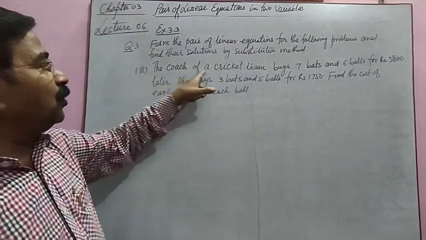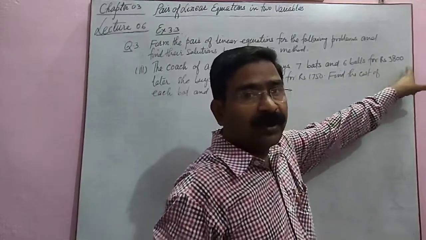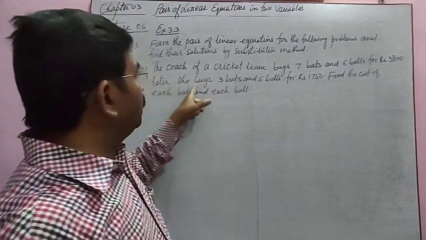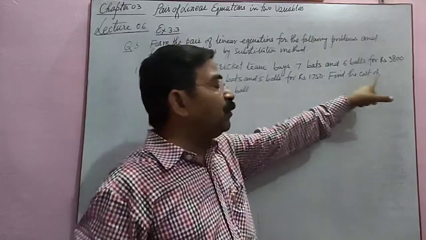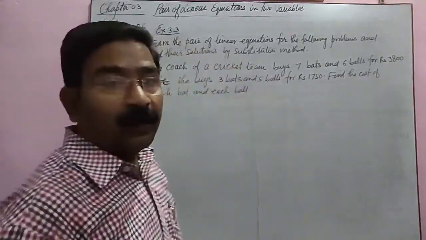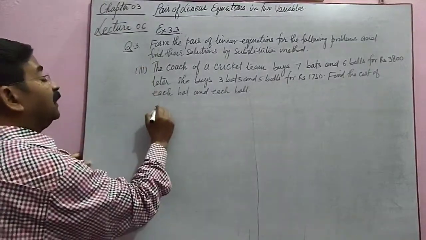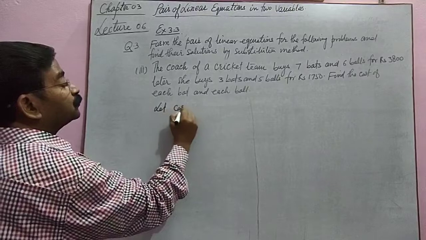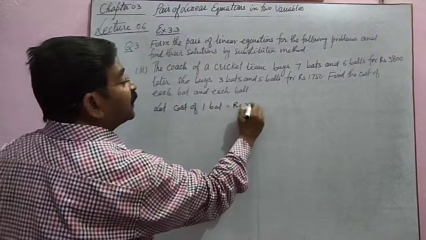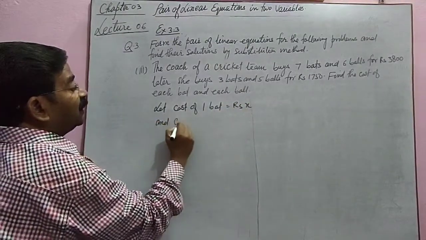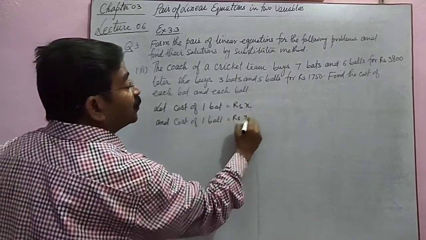The coach of a cricket team buys 7 bats and 6 balls for rupees 3,800. Later she buys 3 bats and 5 balls for rupees 1,750. So we have to find the cost of 1 bat and 1 ball. Two items are there, so we use two variables. So let cost of 1 bat be rupees x and cost of 1 ball be rupees y.